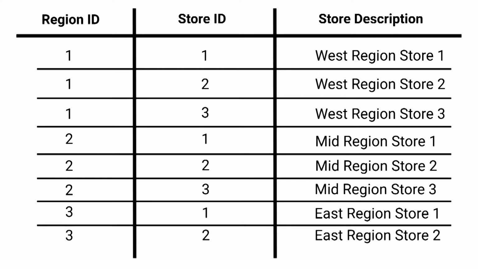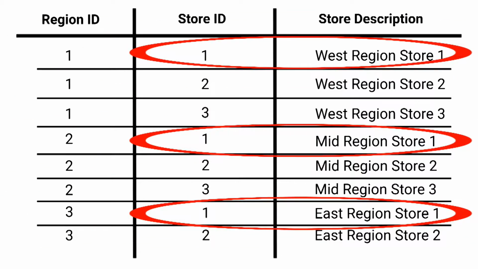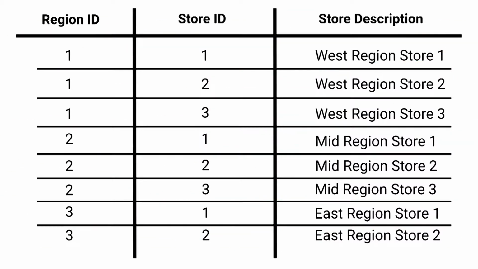Now normally when you create an attribute, you create it based on store ID. That won't work in this case, because if we wanted to select store number 1, there are three records with store number 1. And in this instance, in order to uniquely identify a store, you need to use the region and the store ID. Now let's jump over to MicroStrategy and look at how we do this with a compound key.